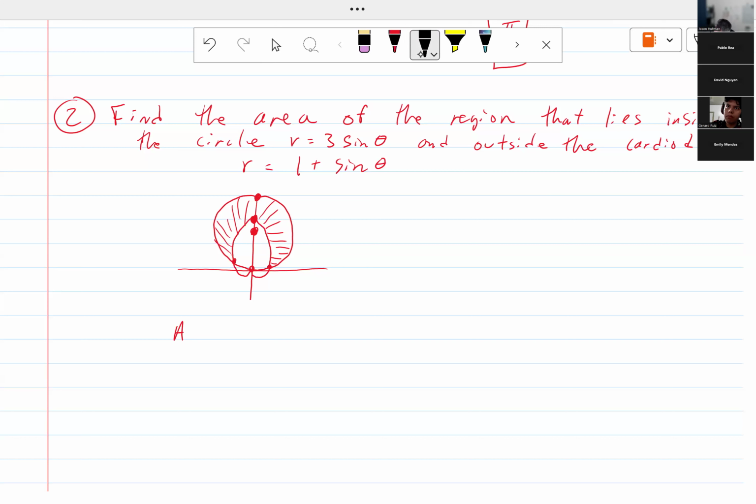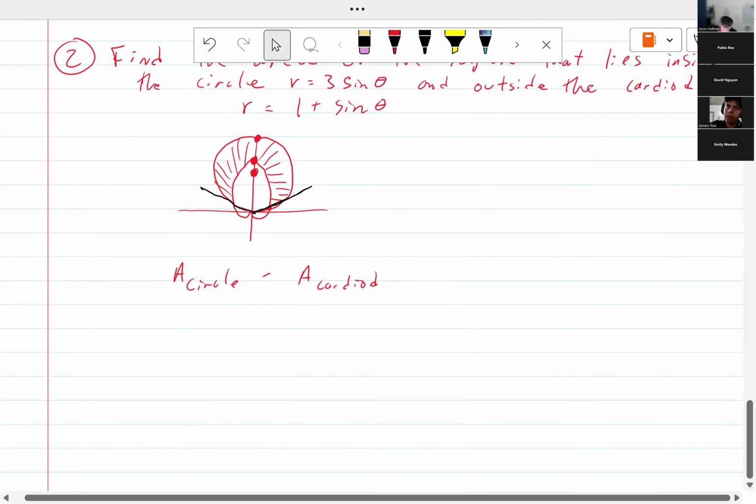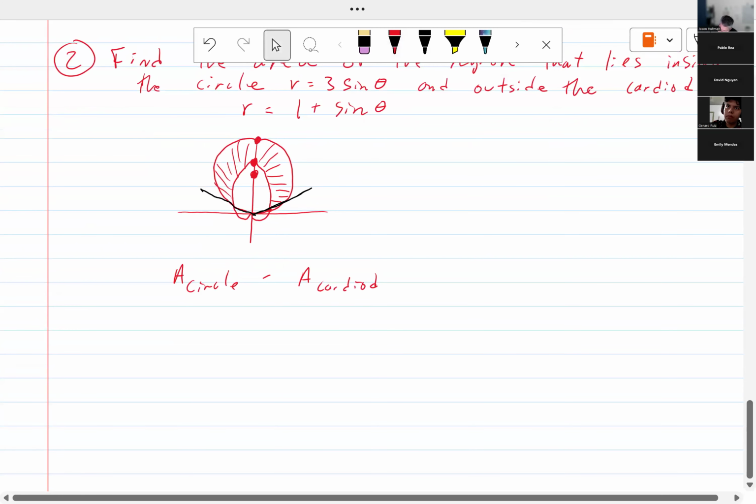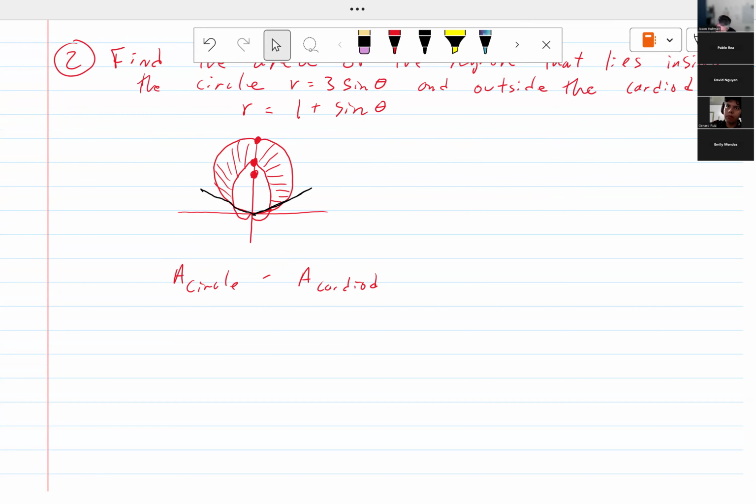Okay, what is the angle of intersection here? What is this angle? And what is this angle? Because we only want to get the areas between those two angles. So we want the area of the circle minus the area of the cardioid. Since the circle is outside and the cardioid is inside, we want the area between these two.